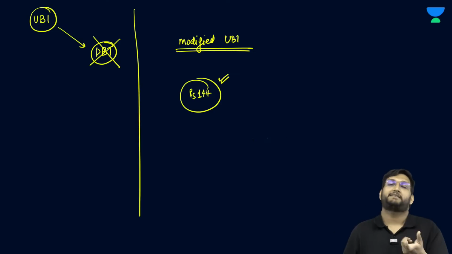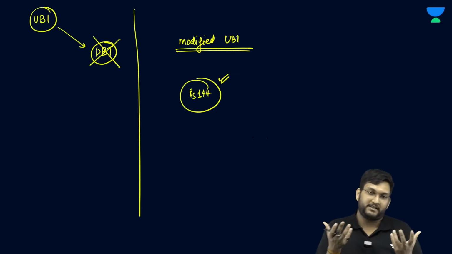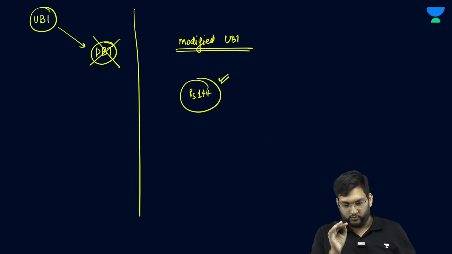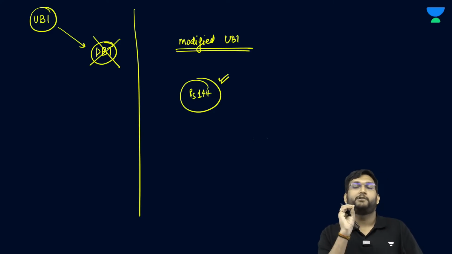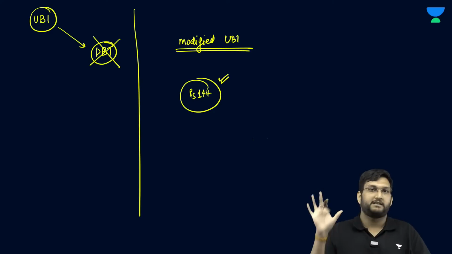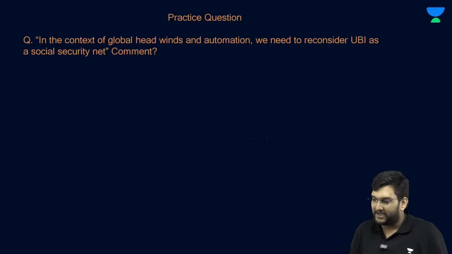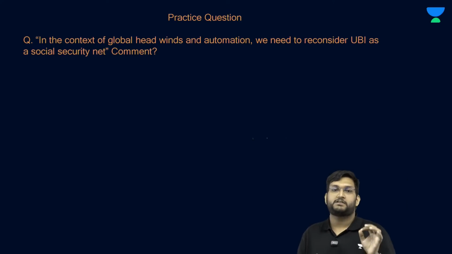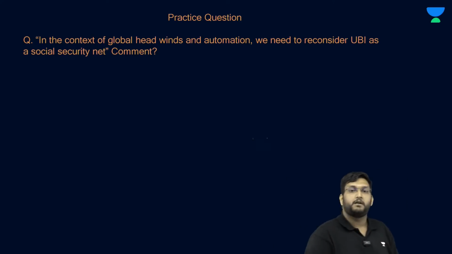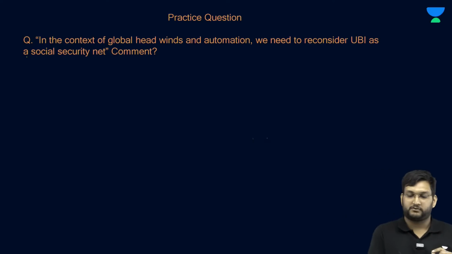Therefore, that number itself is arbitrary, but the idea is we can use it. So, now, how will UPSC ask you a question? A lot of big things we've talked about. How will UPSC ask a question? In the context of global headwinds and automation, we need to reconsider UBI as a social security net.